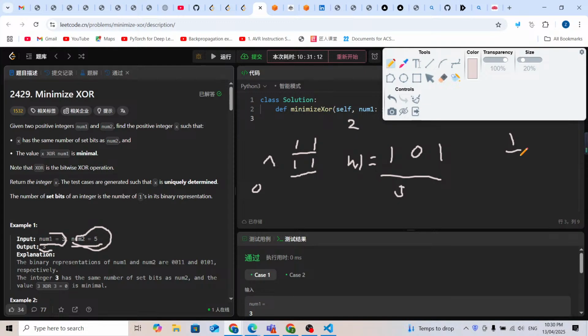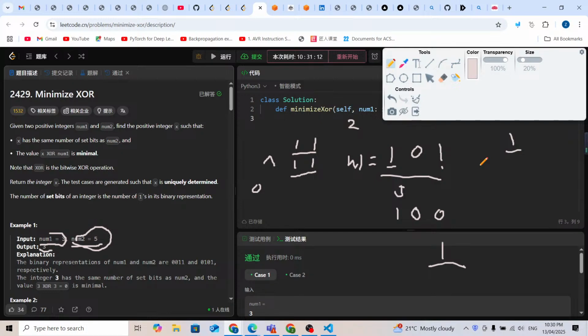So how can I make it smaller? Should I use this bit to XOR this bit, or this other bit? Actually, to make the result smaller, I need to cancel the left bit. Basically I need to consume from the left to the right. So this means my number is going to be something like 4. 4 XOR 5 is going to be 1, and 1 is the minimal.